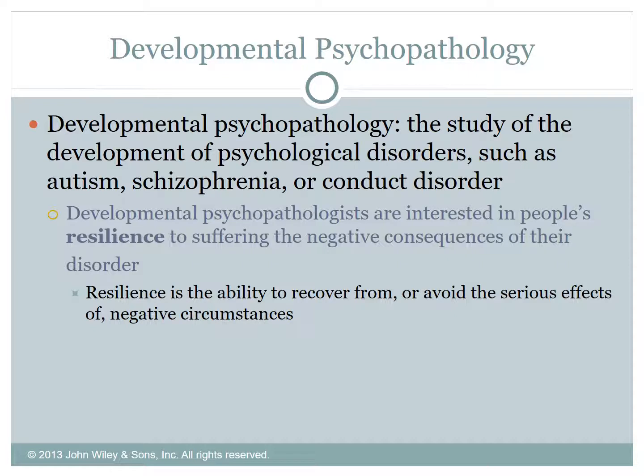As we age and develop, there are a number of psychological disorders, autism, schizophrenia, conduct disorder, that we refer to as developmental disorders, right? Some of these, things like schizophrenia and conduct disorder, can actually be mitigated by what we refer to as resilience or defensive factors that help you deal with the negative consequences of stresses and disorders in your life.